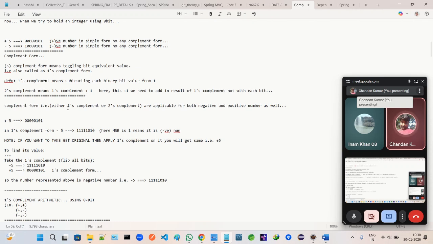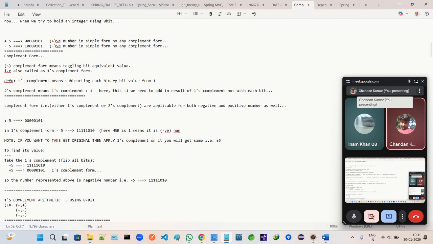Now, what is the meaning of one's complement? Simply, from 1 you subtract each individual binary bit of the decimal equivalent. That is called one's complement form. What is two's complement form? When you add 1 to the resultant one's complement form, that is called two's complement. I hope it is clear.